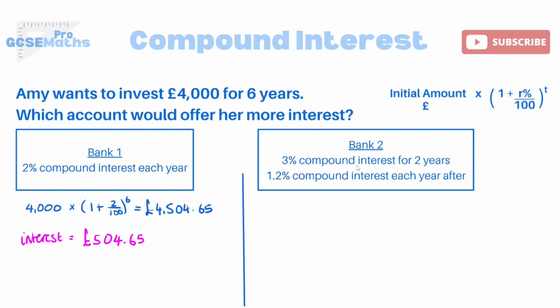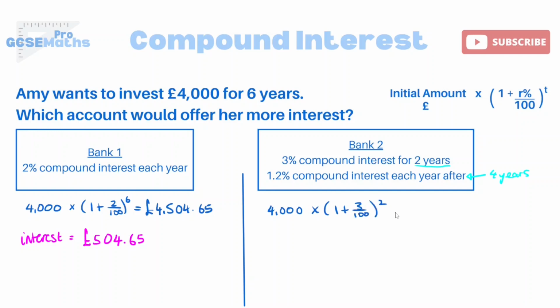So Bank 2 offers 3% compound interest for 2 years, and then 1.2% compound interest each year after. So it's for 6 years. So obviously we're going to get 2 years at 3%, and then the other 4 years will be at 1.2%. So I'm going to start off with the same formula, and I'm going to do 3% for 2 years. So my initial amount is obviously 4,000 times by 1 plus 3 over 100 to the power of 2.